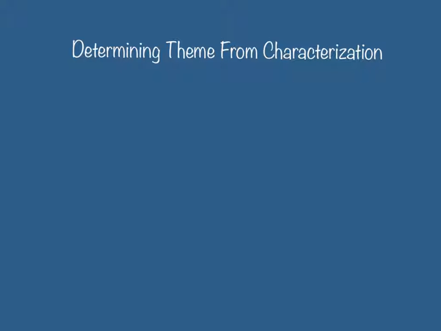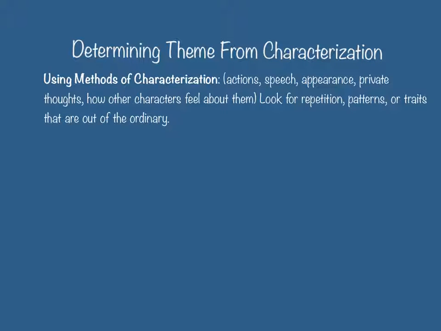We have already reviewed many of the elements of characterization, and some of these elements can help you determine a theme. One way you can determine theme from characterization is using the actual methods of character development. So if you examine how a character acts, their speech, appearance, etc., you can look for repeated actions, repeated speech patterns or words that they might say. Maybe there's a repeated description of their appearance. Any kind of repetition or patterns or traits that are out of the ordinary could clue you into a possible theme.